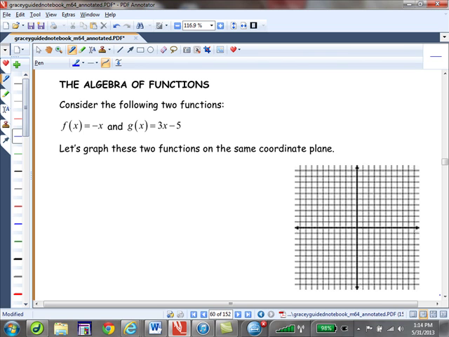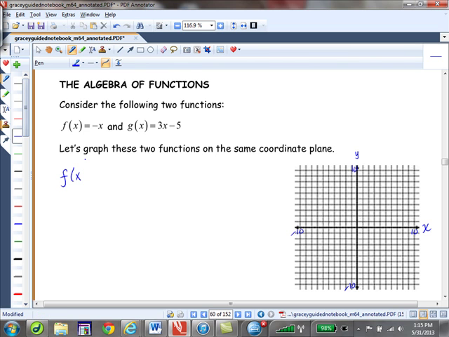So here we go. f of x is equal to negative x, and g of x is equal to 3x minus 5. So we'll just have a regular scale. This is going to be the x-axis. And I'm just going to call this one the y-axis because we've got two different names for our functions, so I don't want you to get confused about that. So here we go.